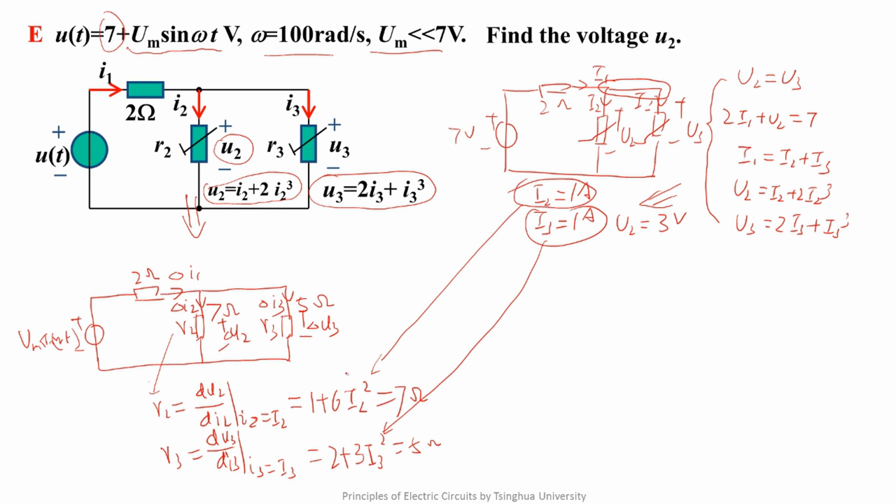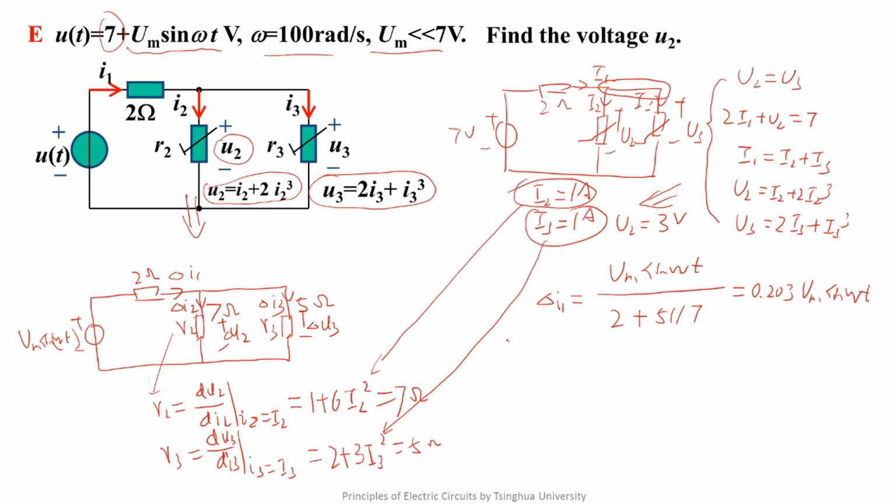The linear resistor circuit is easy to solve. We can find delta I1 equals Um sine omega t over 2 plus 5 parallel 7. The calculated value is 0.203 Um sine omega t.